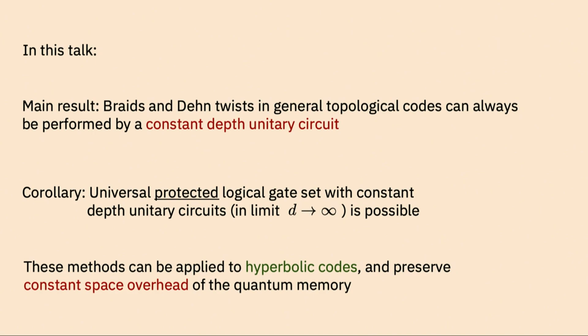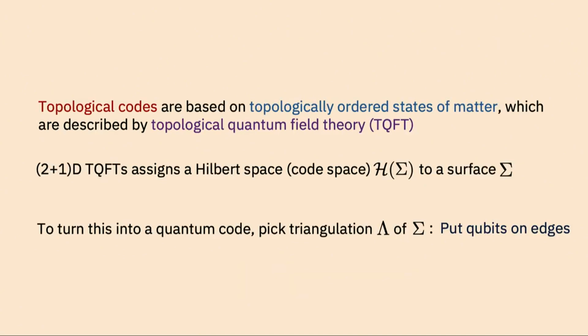So we focus on a class of codes which are topological codes. They are based on topological order states of matter, which are described by topological quantum field theory, abbreviated as TQFT. The TQFT assigns a Hilbert space H, which is the code space, to a surface sigma. So the recipe to turn it into a quantum code is to pick a triangulation lambda of the surface and put qubits on edges. So let's be more concrete.